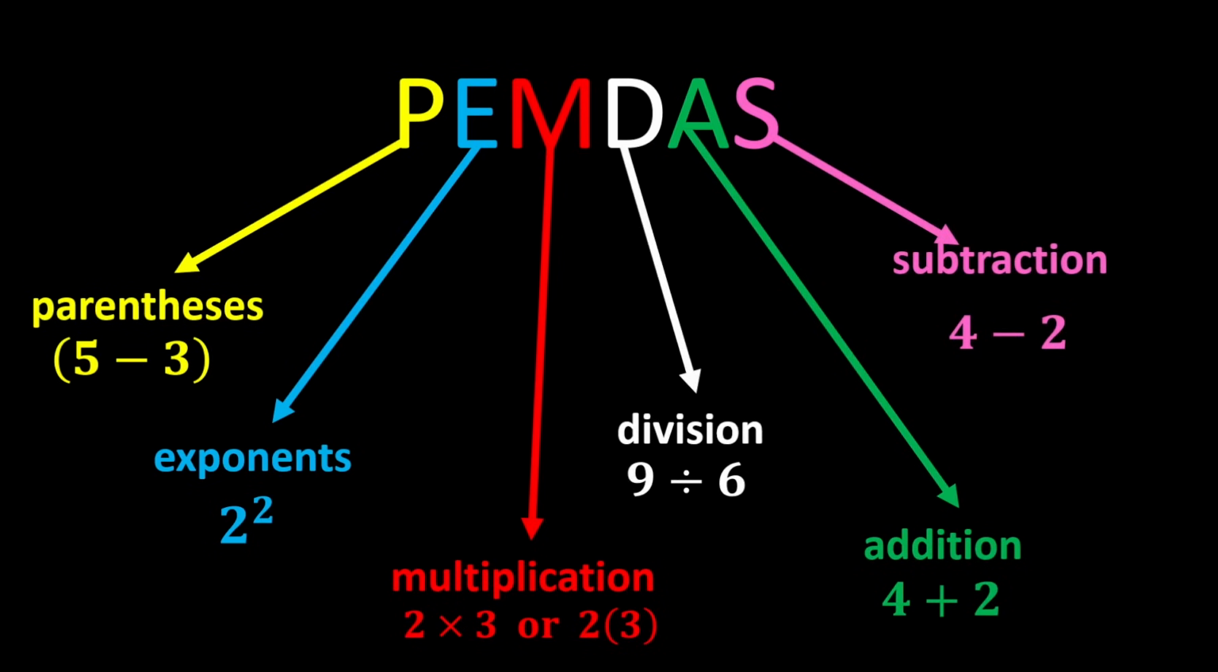According to PEMDAS, we first calculate the parentheses, then we calculate the exponents, after the exponents we perform the multiplications and divisions, and finally we do the additions and subtractions. Multiplication and division have equal priority, so whenever both appear in an expression, move from left to right and perform whichever you reach first. This rule also applies to addition and subtraction.